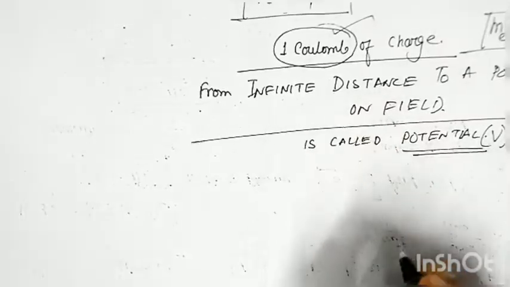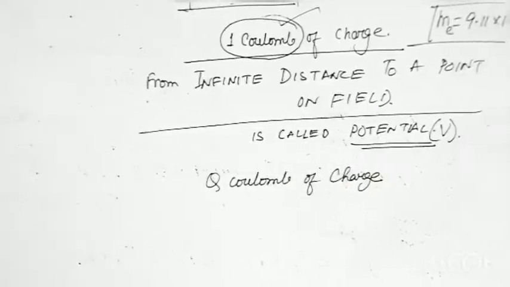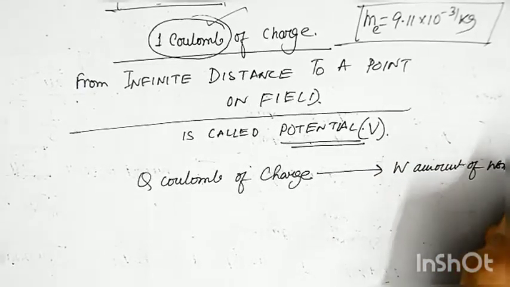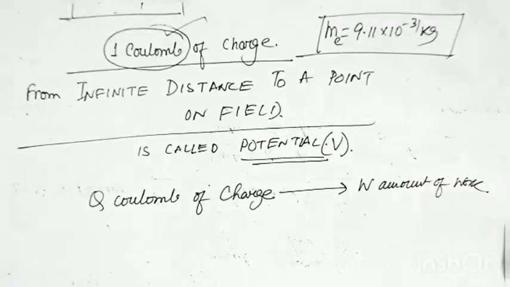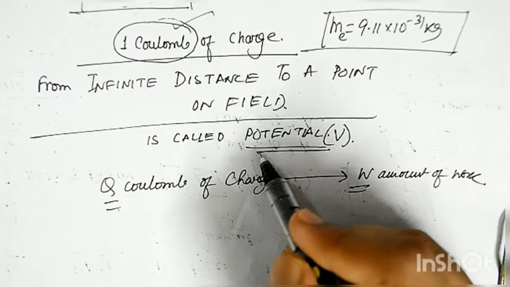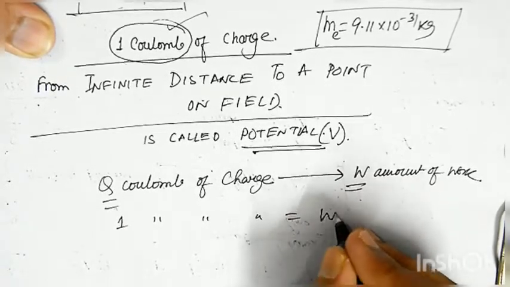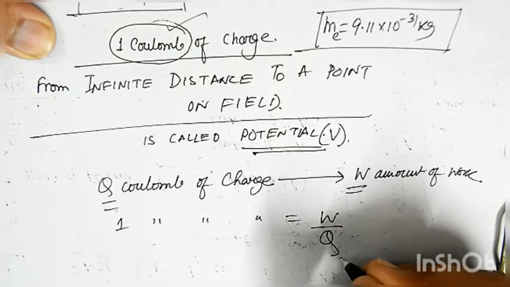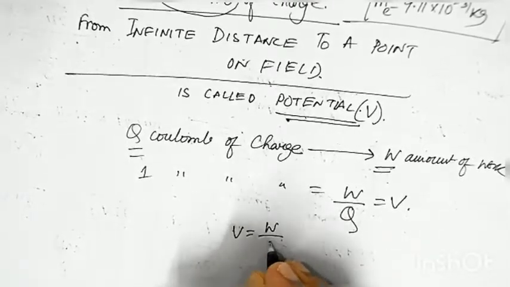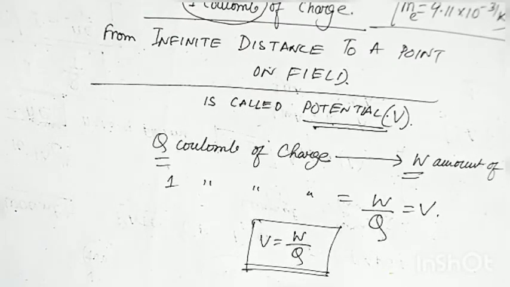Just like if I bring q coulomb of charge, and to bring q coulomb of charge I have to do W amount of work. If I have to calculate the potential, I need to calculate the work done to bring 1 coulomb of charge. Then the work done to bring 1 coulomb of charge is W divided by Q. So this is basically potential. That is why the formula of potential is V = W/Q, where V represents the potential, W represents the work done, and Q represents the charge.